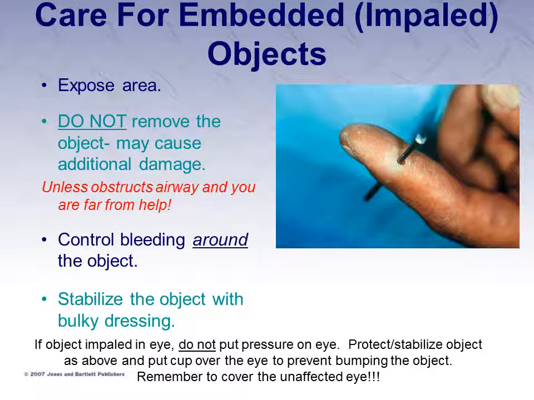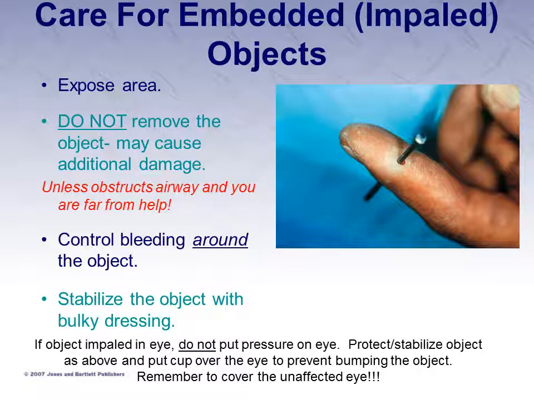The only time you'd consider removing an object is if it was obstructing the airway and you are too far from medical help. So the best thing you can do is stabilize it, control the bleeding around it, wrap a big bulky dressing around the object as best you can, and take the person to the emergency room.